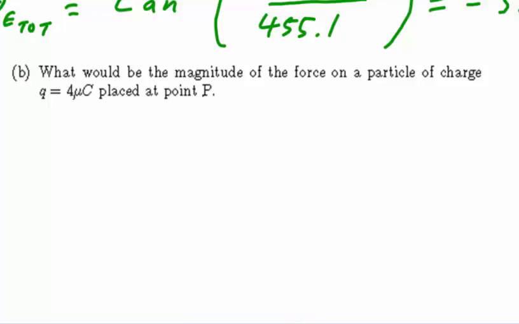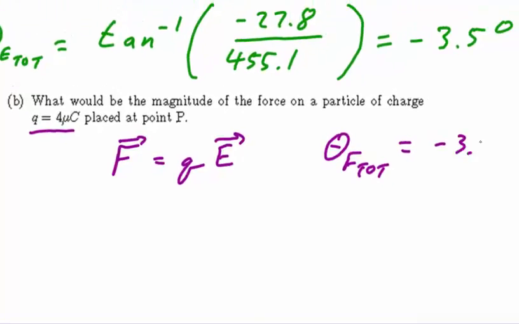We're going to instead solve this problem by recognizing that the force is always equal to the amount of charge times the electric field into which you have placed it. Whenever the charge is positive, the force and the field are in the same direction. Whenever the charge is negative, the force and the field are in opposite directions. Because we have placed a positive 4 microcoulombs at the point P, we can say that the direction of the force is the same as the direction of the field, and that's negative 3.5 degrees.